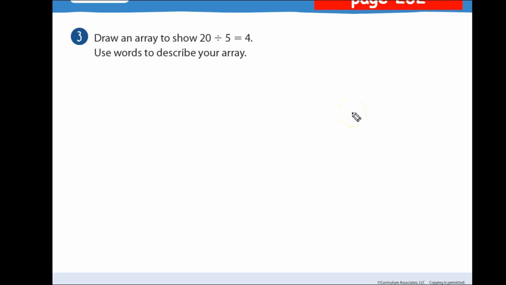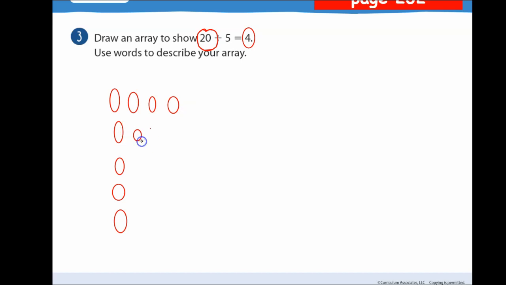So an array, okay, that means I need to have rows and columns, correct? Okay, what's the total that I should have? 20, my total, I should have 20 altogether if I count every single one of those. Okay, the first one, I could have 5 in each row, or I could just have 5 rows, depends on what you want to do. So 1, 2, 3, 4, 5. This number tells me how many in each row, right? So I'm just going to put 4 in each row, correct? 1, 2, 3, 4.